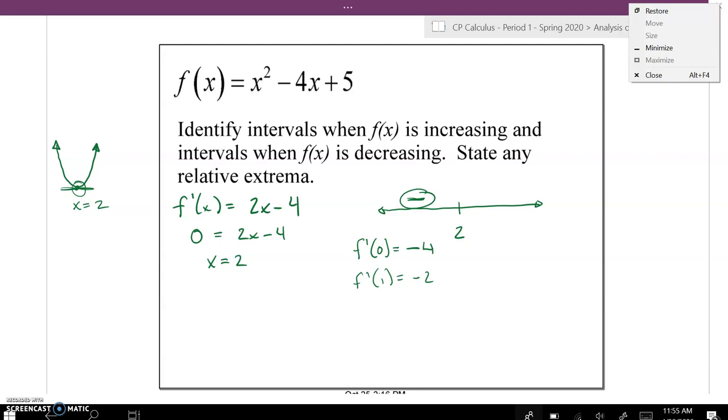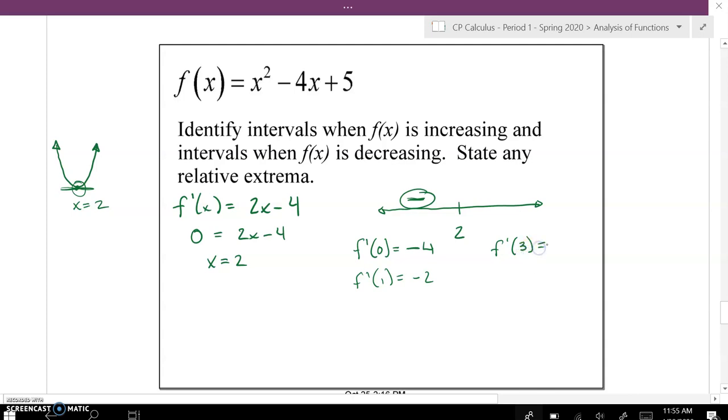All right, I also want to test the other side. So I'm going to pick something that's larger than 2. No reason to pick any number that's huge. Just pick a 3 so I can easily plug it in there. And again, I'm really looking for the sign more than anything else. So when I do f prime of 3, 2 times 3 is 6. 6 minus 4 is equal to a positive 2. And if I plugged in 4, I'd get positive. If I plugged in 5, anything that's greater than 2 is going to give me slopes that are positive.